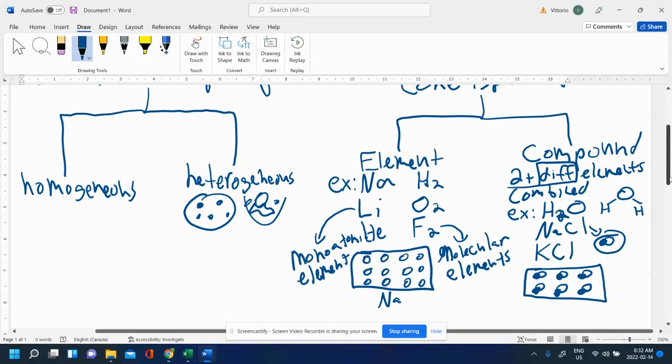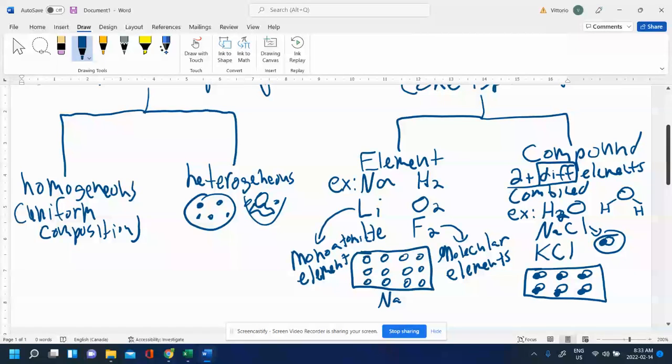Whereas a homogeneous mixture, you cannot see the different parts. It looks like it's only one particle type, but it's not. There's actually other particles in there that you just can't see. It looks, we say, like a uniform composition. It's kind of the same. It's the same throughout. So uniform composition.